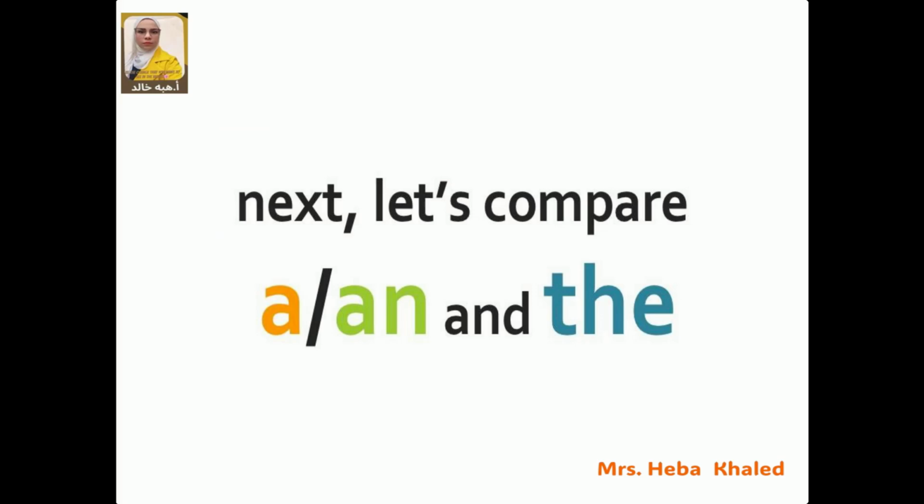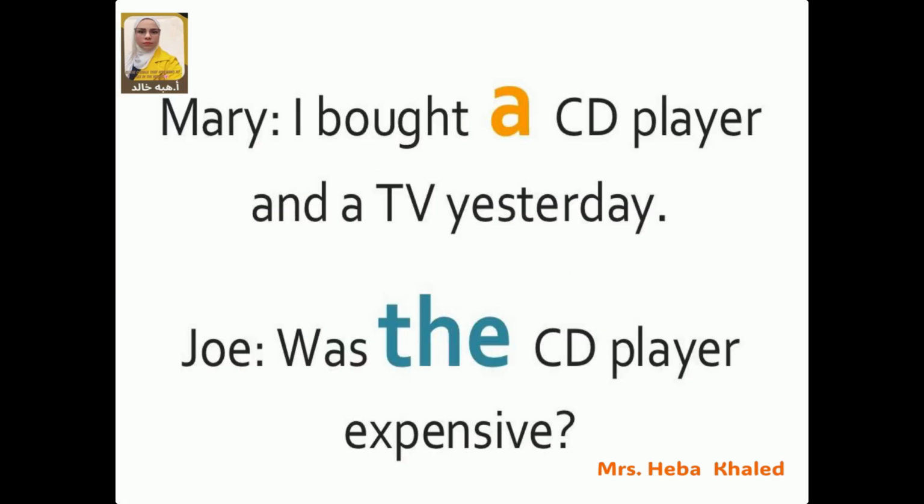Next, let's compare between a and the, the article or the definite article. So a and an are indefinite articles. The is the definite article. Mary bought a CD player and a TV yesterday. Was the CD player expensive? I'm asking about the CD player.